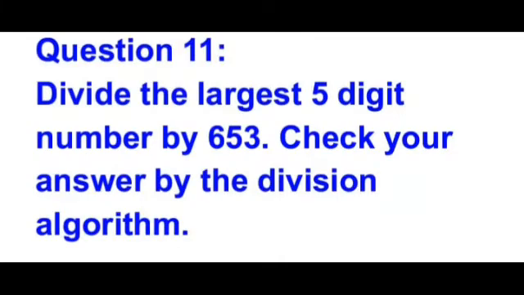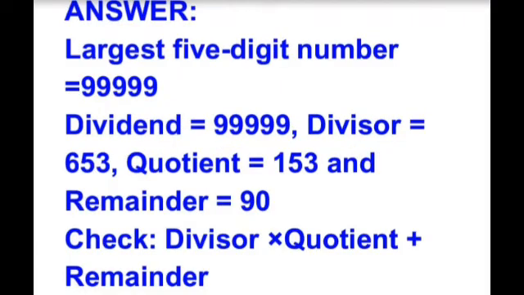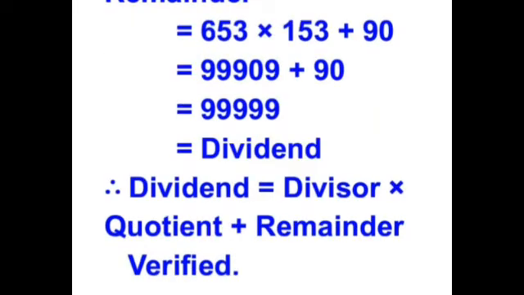Divide the largest 5-digit number by 653. Check your answer by division algorithm. It is a very simple question. First you have to divide it. So divide it by yourself. Don't write the direct answer. Largest 5-digit number is 99,999. So our dividend is 99,999. Divisor is 653. When we divide both the numbers, quotient will be 153 and remainder is 90. So when we check the answer, we multiply 653 into 153 and plus 90. So the answer will be 99,999. That is the dividend. So our answer is verified.